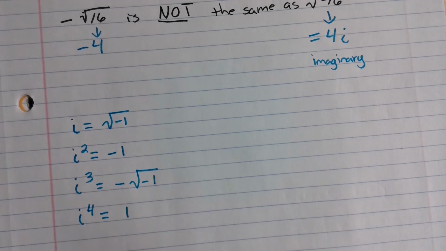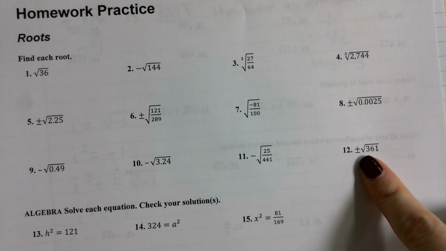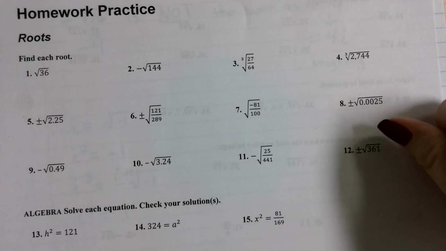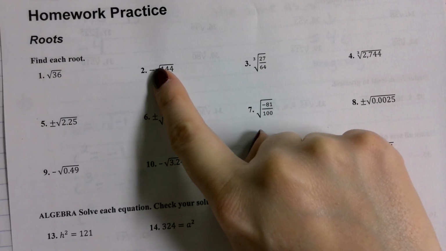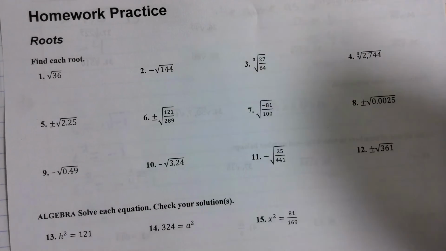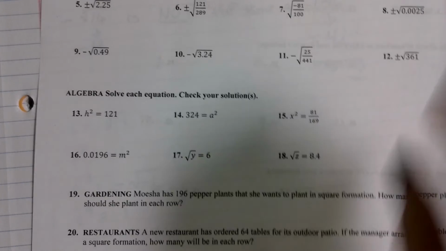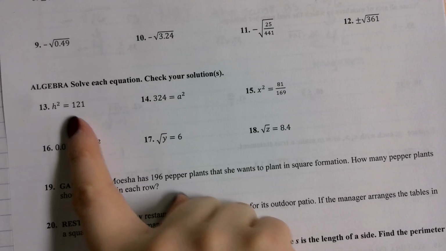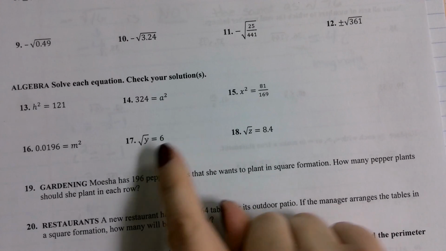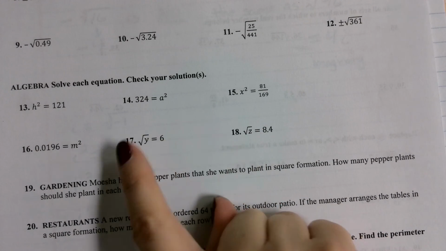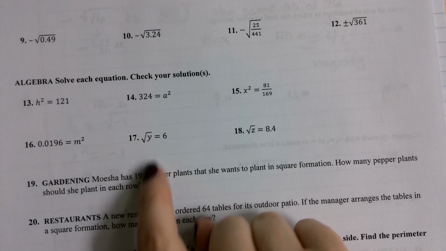Okay. All right, so let me go through this real quickly with you. On the front, problems 1 through 12, you're just identifying what the root value is going to come out to. If it doesn't have anything in front of it, then it's a positive answer I'm looking for. If it has a negative in front, it's a negative answer. If it has a plus or minus in front, then it's a plus or minus answer. Okay? Problems 13 through 18, you're solving for the variable. So if it's a squared value, you take the square root. If it's a square rooted value, what inverse operation do you need to do? You need to do the exponent. So square it to get the variable by itself.